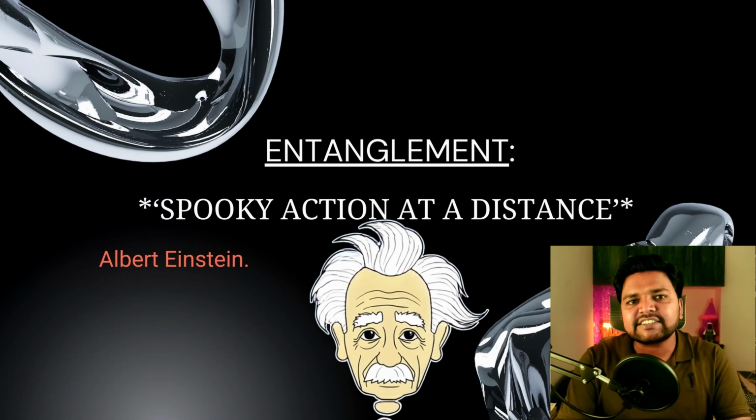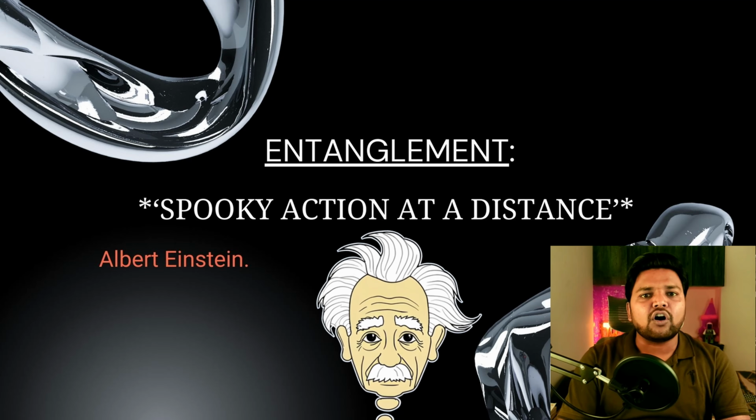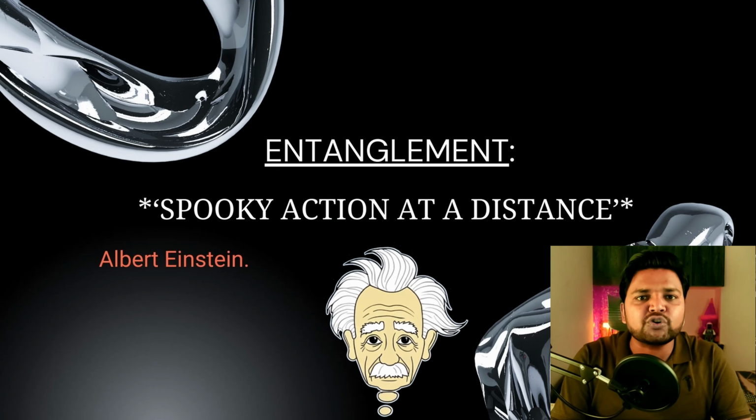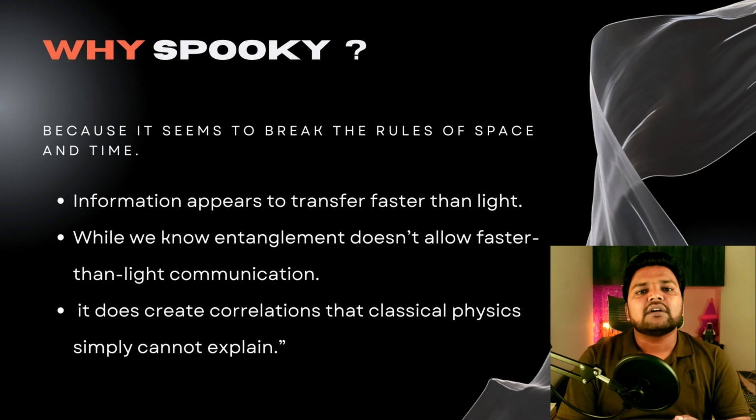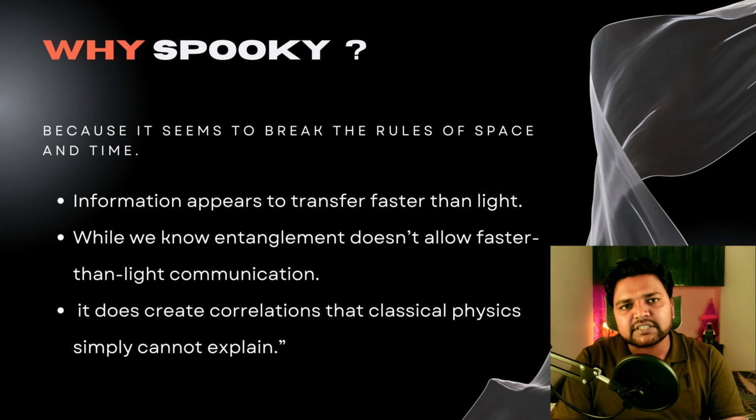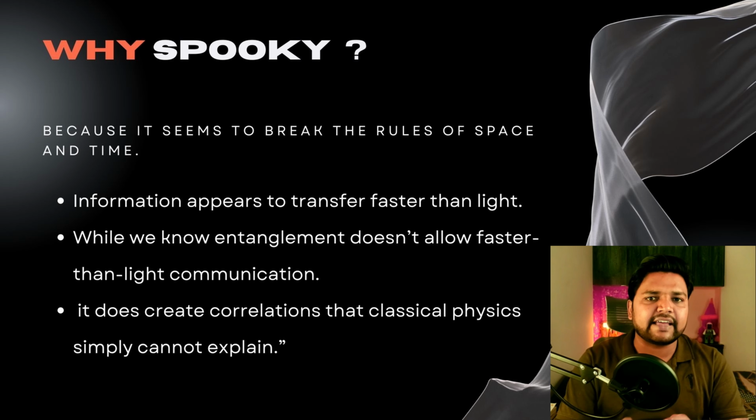Even Einstein was puzzled by this. He called entanglement a spooky action at a distance. Why spooky? Because it seems to break the rules of basic space and time, where information appears to transfer faster than light. But does entanglement really allow information to travel faster than light?